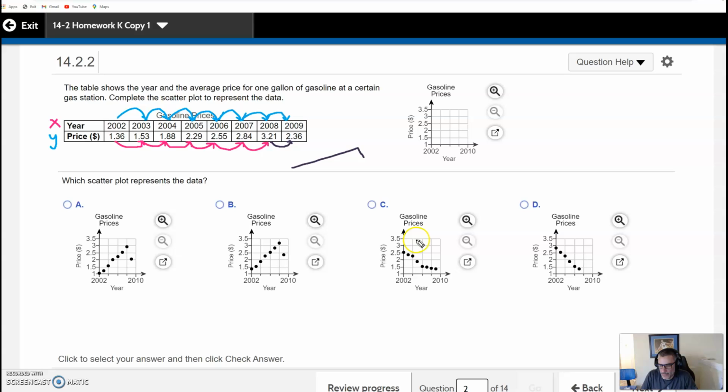This graph right here shows prices that are decreasing. If I'm starting at 2002 and I'm ending at 2010, this one shows the price going down. This would be great, but this one shows the price going down. We have a negative slope, right? The price is decreasing. So right away, I know it can't be this one.